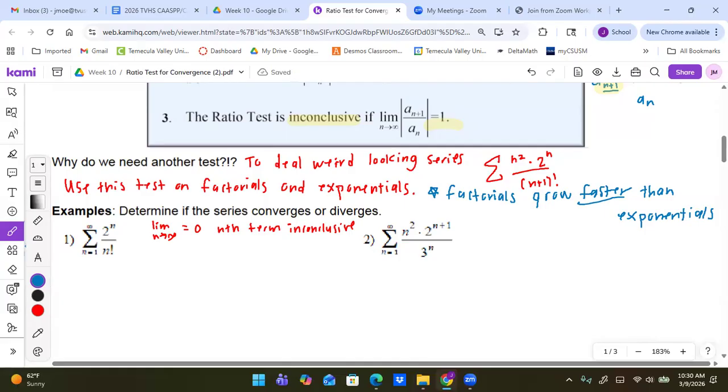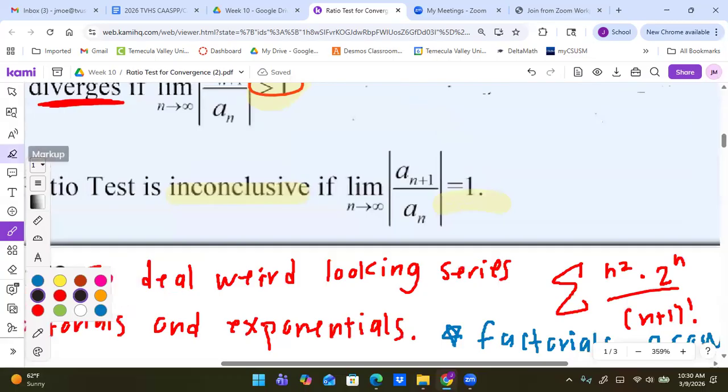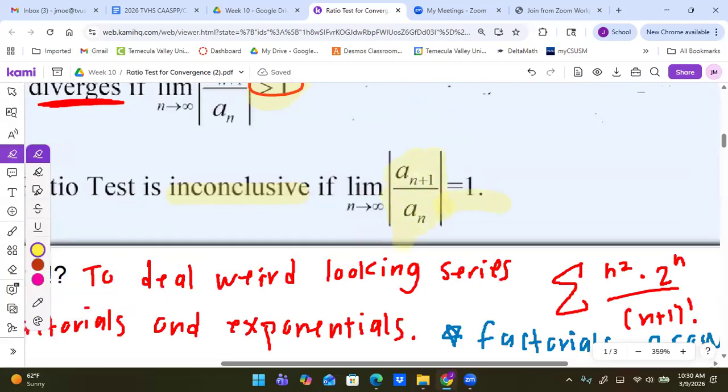All right, we have no other choice but to do the ratio test. Here it is. Look at the formula: a sub n plus 1 divided by a sub n. What you're going to do first is anywhere you see n, replace it with n plus 1.